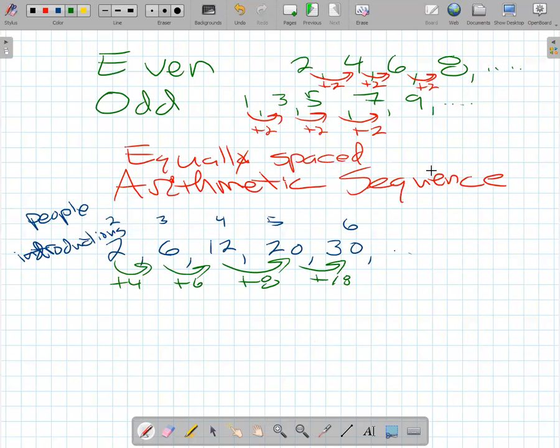But I could do a second stage in this, right? The green numbers are how far apart each are. They're +2.